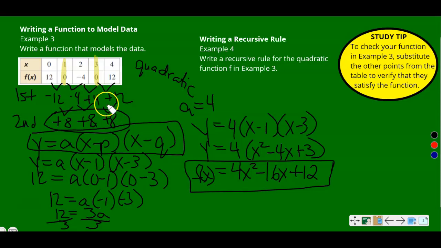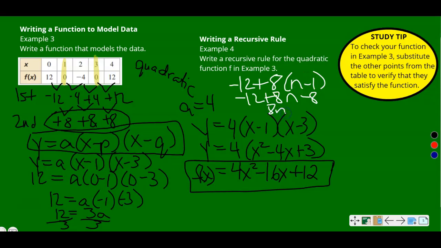So we can say we have negative 12, and we're going to have plus, and then we know that our common difference here is 8. So it's going to be 8 times n minus 1. All right, if we multiply that out, we can go ahead and say negative 12 plus 8n minus 8. That's equivalent to 8n minus 20, because negative 12 and negative 8 can be combined into negative 20. So 8n minus 20.